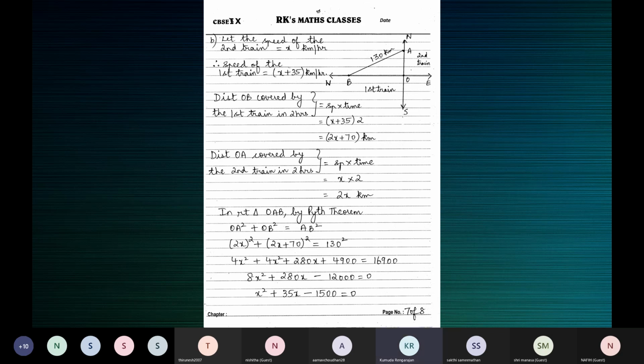So speed, distance, time. Assume the speeds. Time is 2 hours. So using the formula speed into time, find the relevant distances. North and west are perpendicular to each other. And the distance is 130 kilometers. B and A are the positions of the two trains. So line segment AB is 130 kilometers. The distance between the two trains at the end of 2 hours is AB, 130 kilometers.